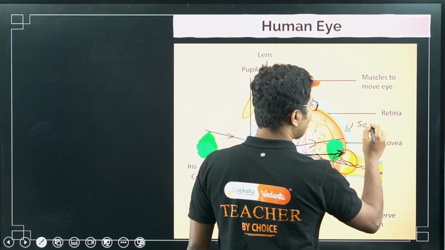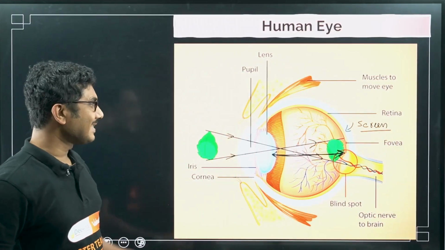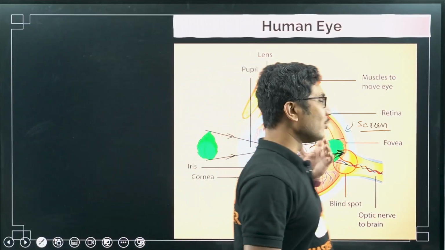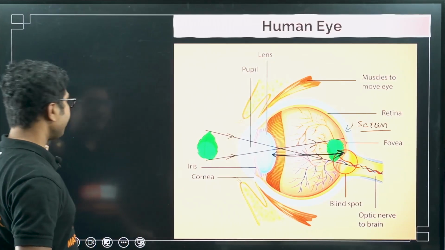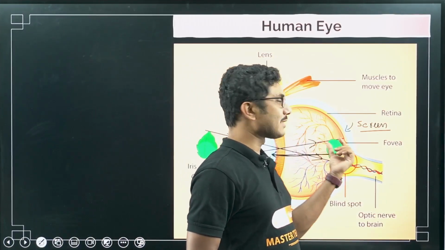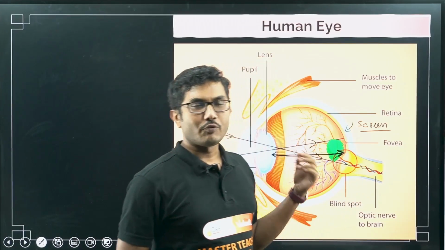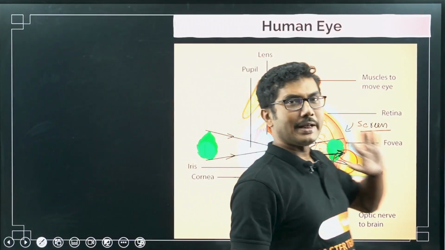Natural screen. So this distance is fixed, and no matter where the object is, the object can be close to the eye, the object can be far from the eye, no matter where the object is, the image always has to form on the retina for you to be able to see it. Clear? That is the main purpose.